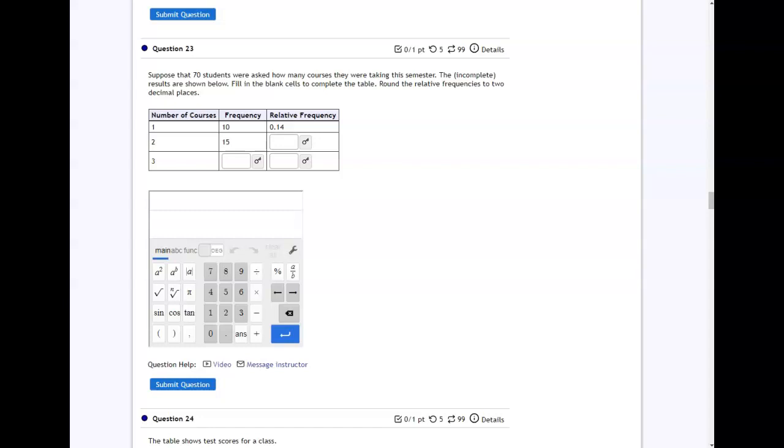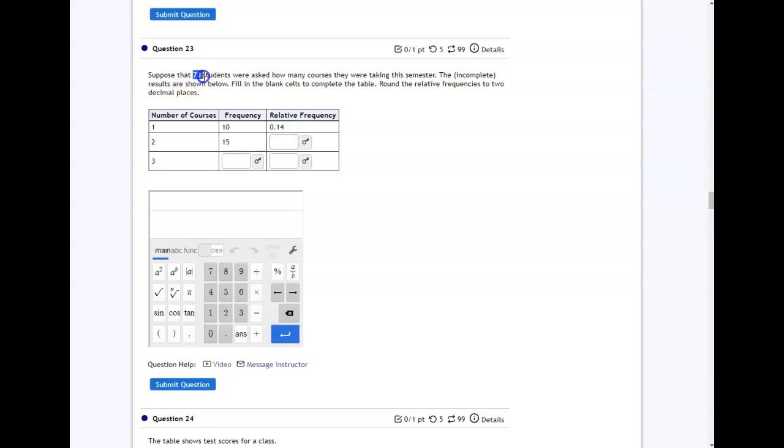I left off on question 23 on the previous video. In this video, we've got a frequency distribution that they want you to finish filling out, and then an added relative frequency column, which is your proportion of frequency out of the total. So if we're just looking at the frequency column, remember that they need to add up to your sample size.